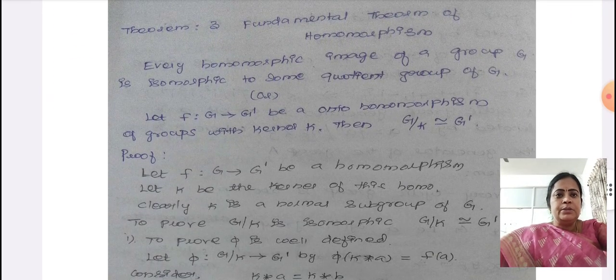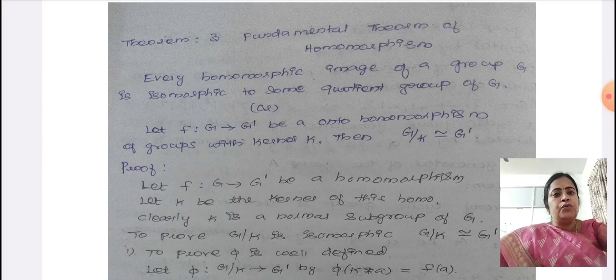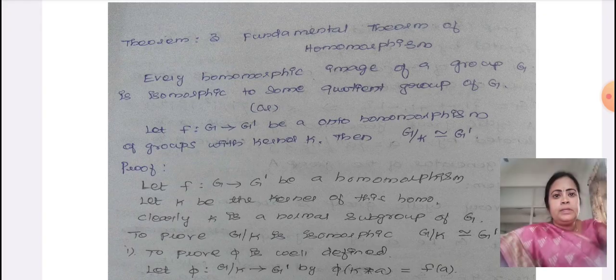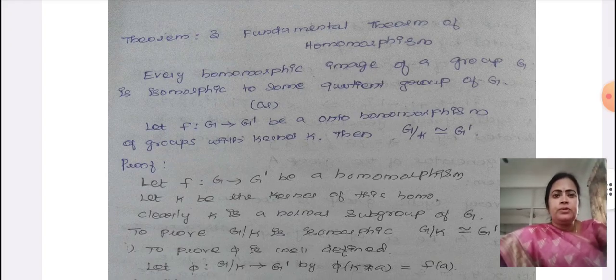So next, the most important theorem, the fundamental theorem of homomorphism. The definition is: every homomorphic image of a group G is isomorphic to some quotient group of G. This can also be stated as: let f from G to G dash be an onto homomorphism with kernel K. Then G by K is isomorphic to G dash.